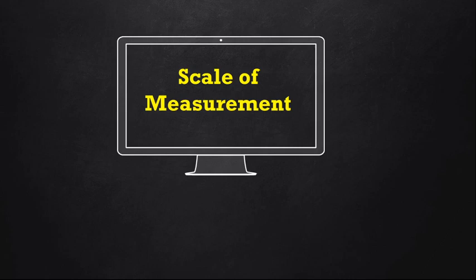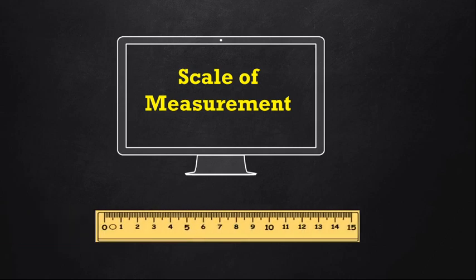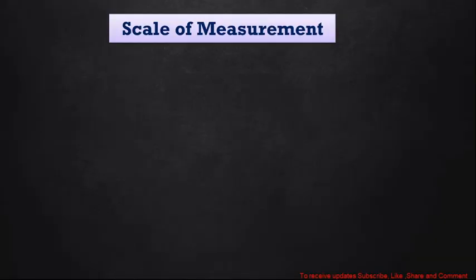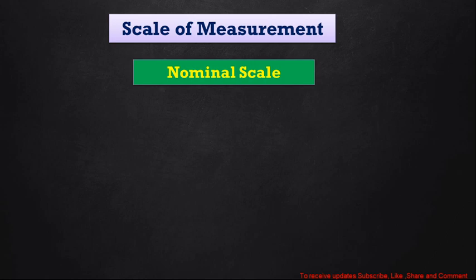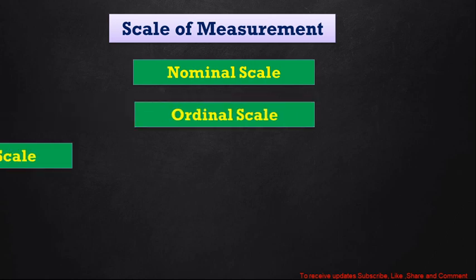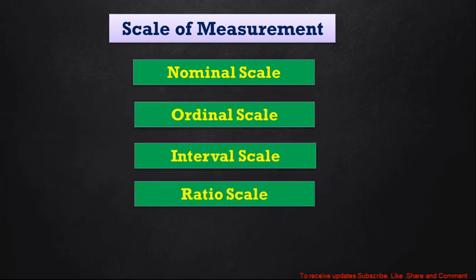Today we are going to see scale of measurement, the data required in statistics for different analysis purposes. So, how is this data measured? There are 4 scales of measurement, namely nominal scale, ordinal scale, interval scale and ratio scale.